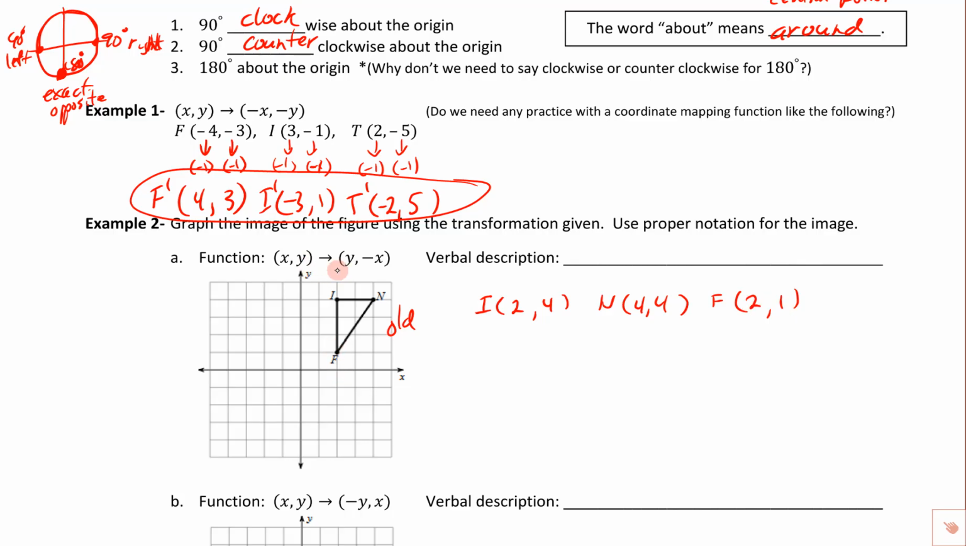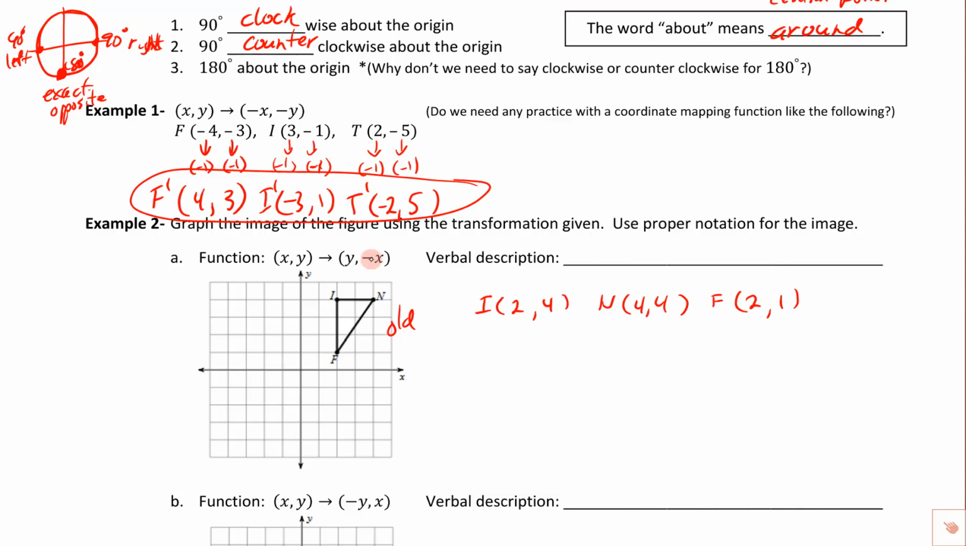And here's what the instructions say. This is what the mapping says we need to do. We need to take the old xy pairs, and we need to make them y and negative x. So we need to switch the x's and y's, and whatever x was, we need to multiply it by a negative 1. If it used to be positive x, we're going to make it negative x.